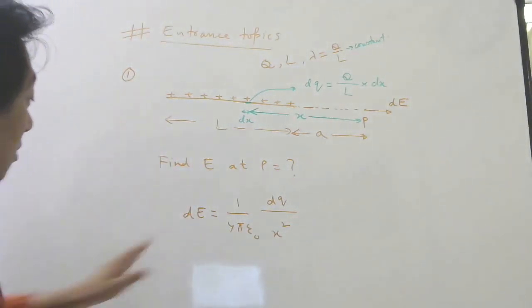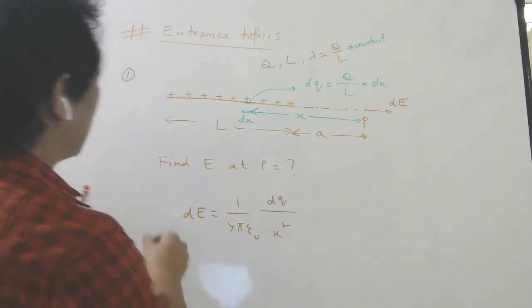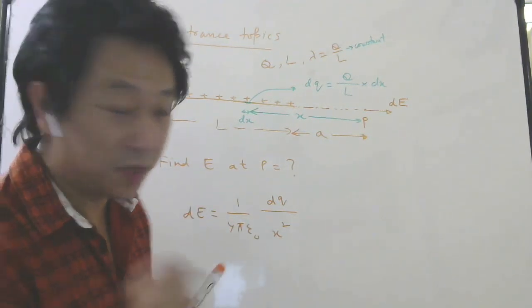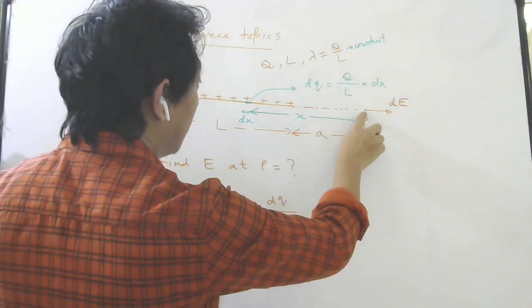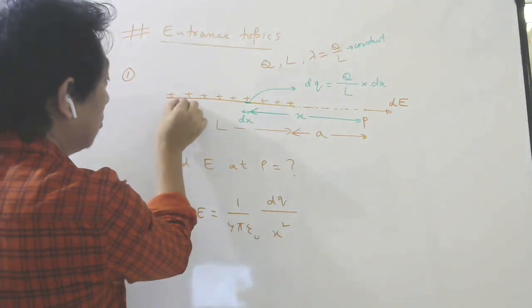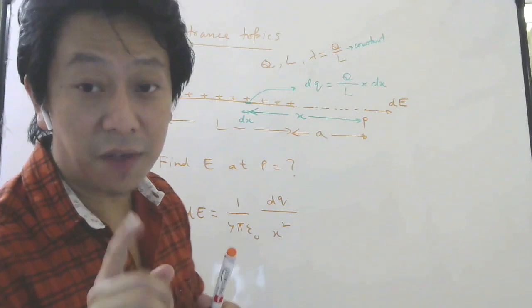Okay. So this is the electric field produced by this charge. Now, how to find the total electric field? You have to use the superposition principle. Meaning, you find the electric field here due to this part, then due to this part, then due to this part, then you have to add. What kind of add? Vector addition.